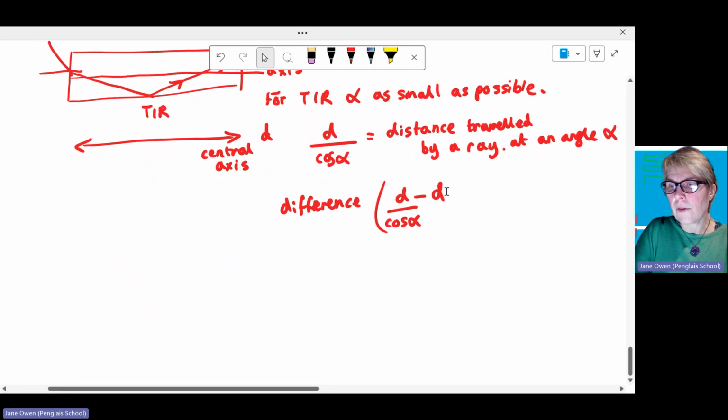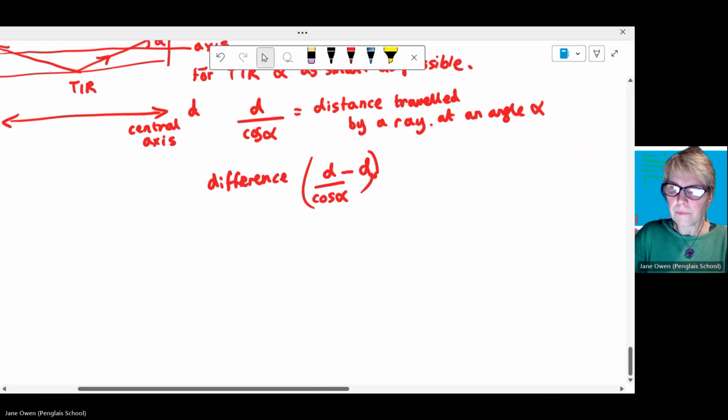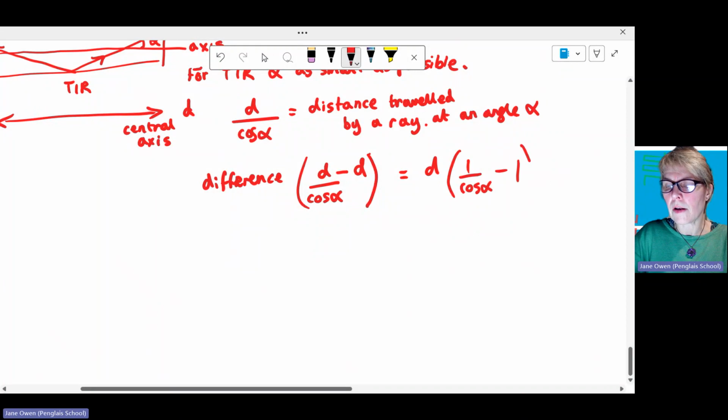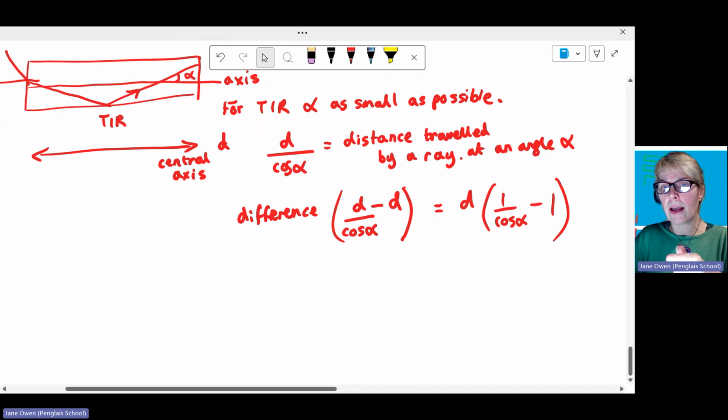So therefore the difference in the distance traveled would be d over cos alpha minus d. I'm rushing now a little bit to try and finish for you. So if I just say equals d (1 over cos alpha minus 1), that gives you the extra distance that the ray going in the alpha direction had to travel compared to the central axis.